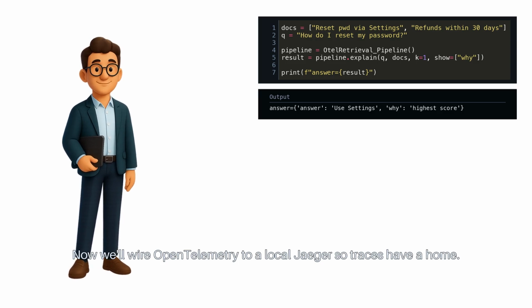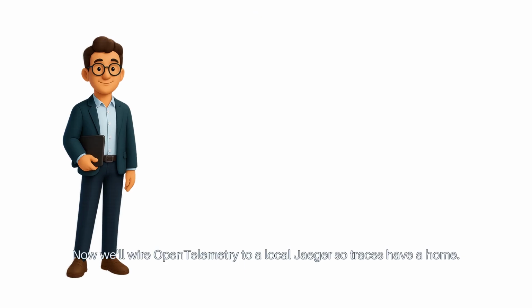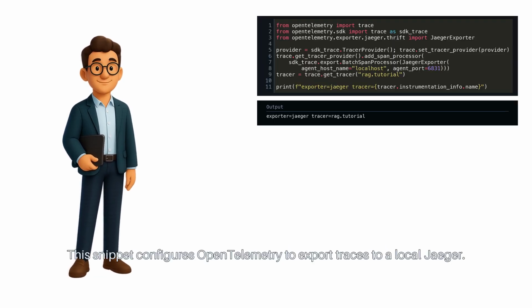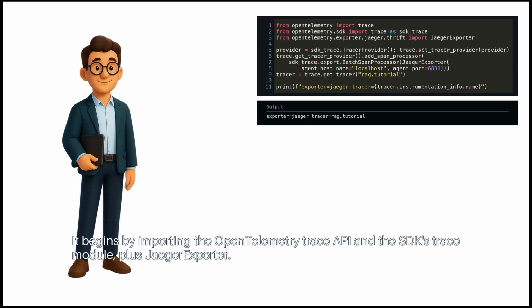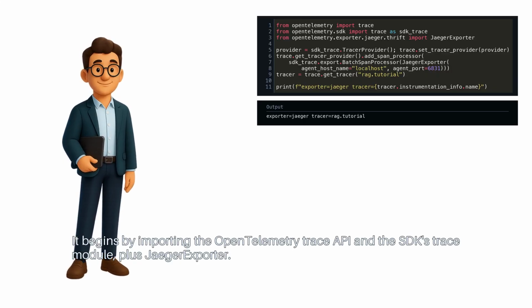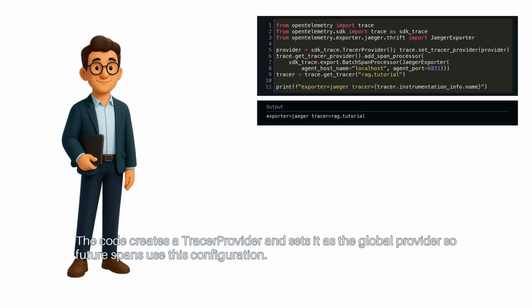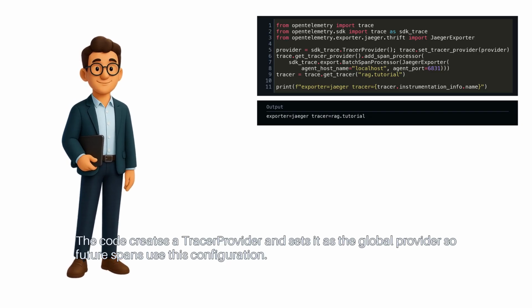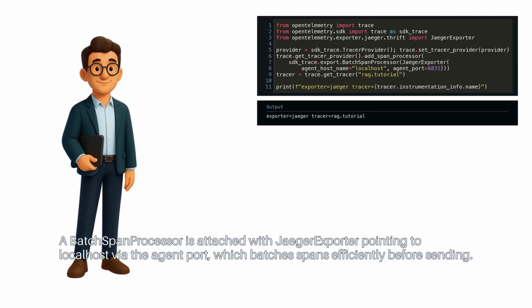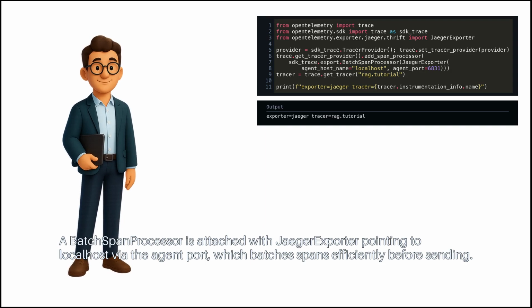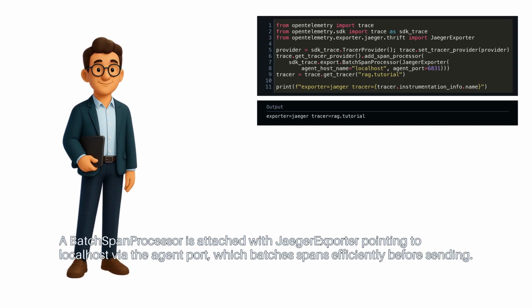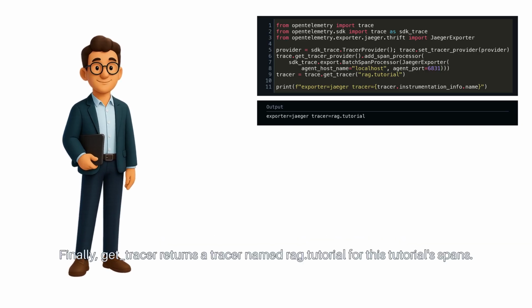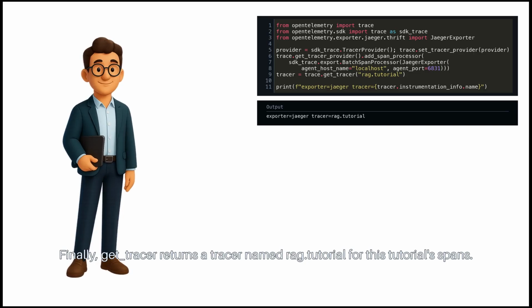Now we'll wire OpenTelemetry to a local Jaeger so traces have a home. This snippet configures OpenTelemetry to export traces to a local Jaeger. It begins by importing the OpenTelemetry Trace API and the SDK's trace module, plus Jaeger exporter. The code creates a tracer provider and sets it as the global provider, so future spans use this configuration. A batch span processor is attached with Jaeger exporter pointing to localhost via the agent port, which batches spans efficiently before sending. Finally, getTracer returns a tracer named RAG tutorial for this tutorial spans.